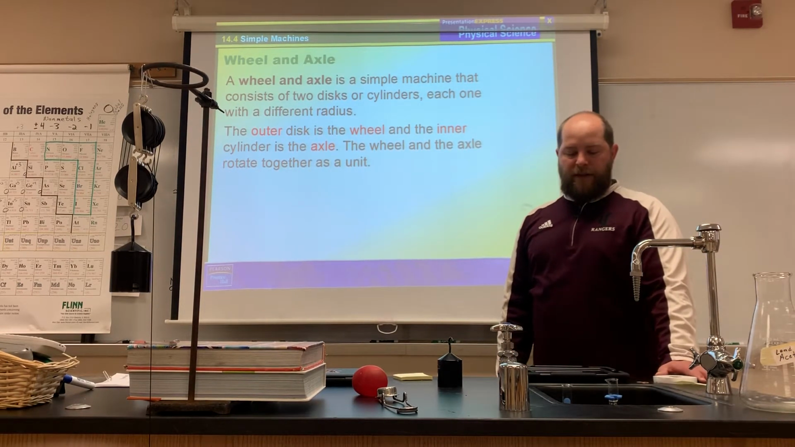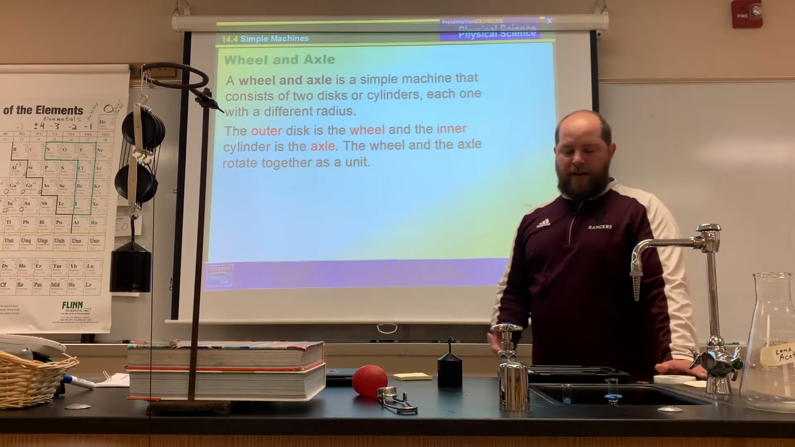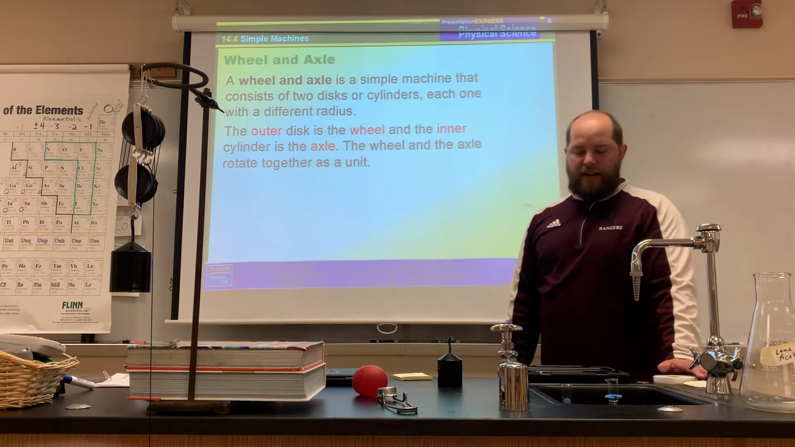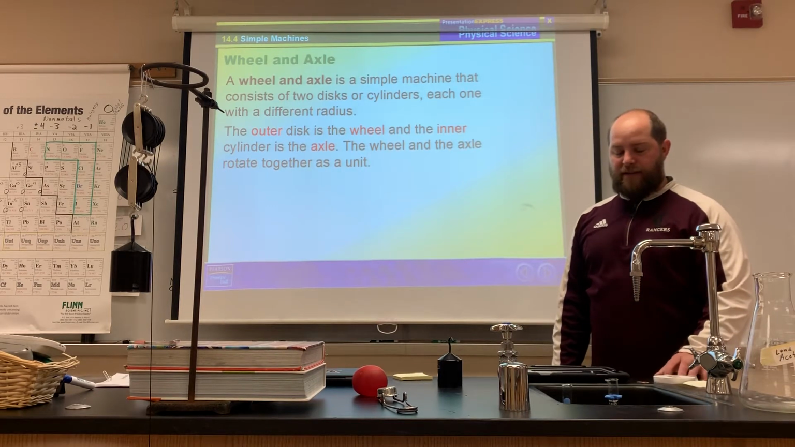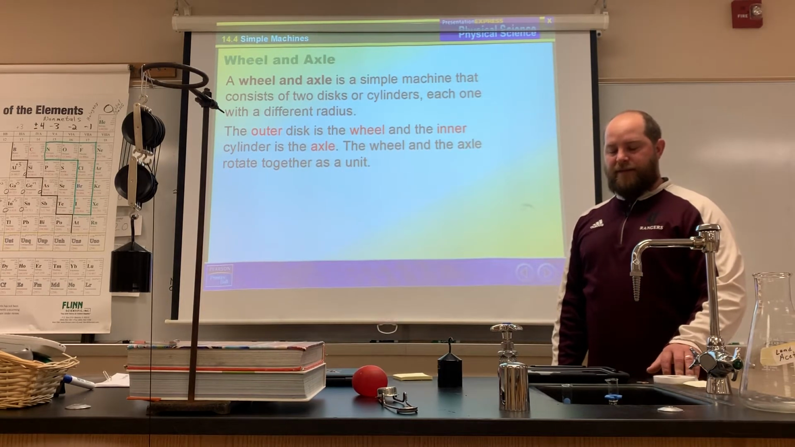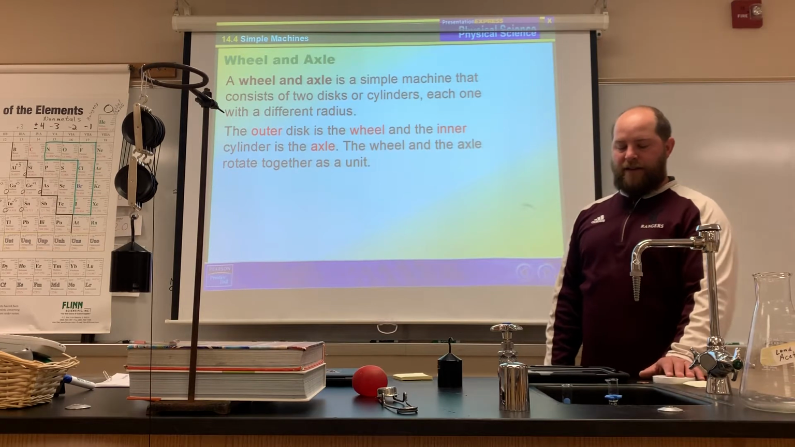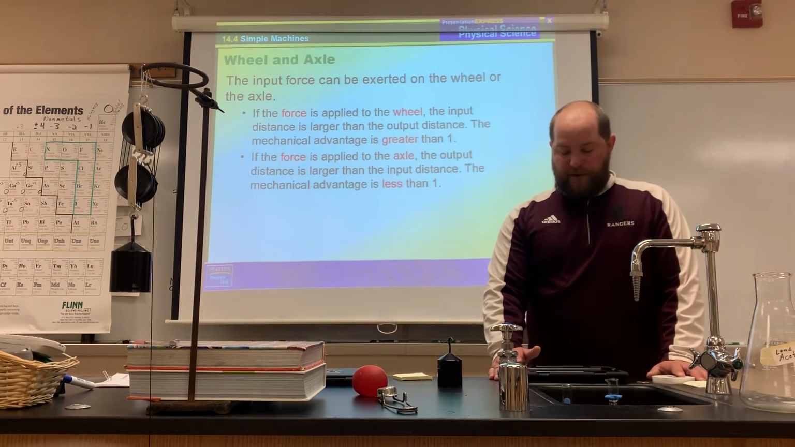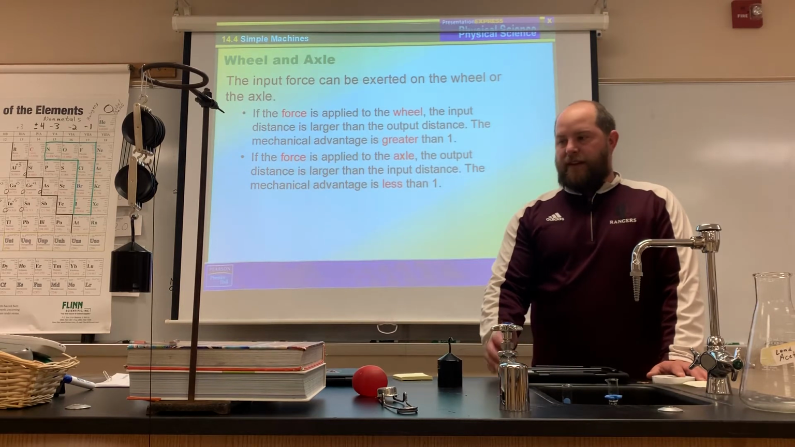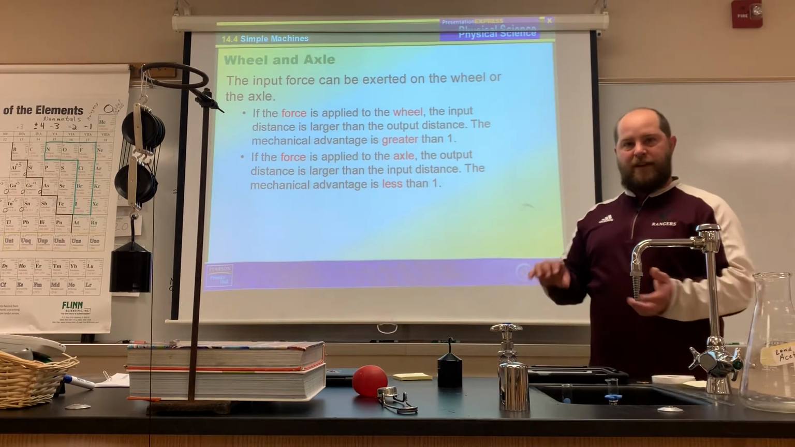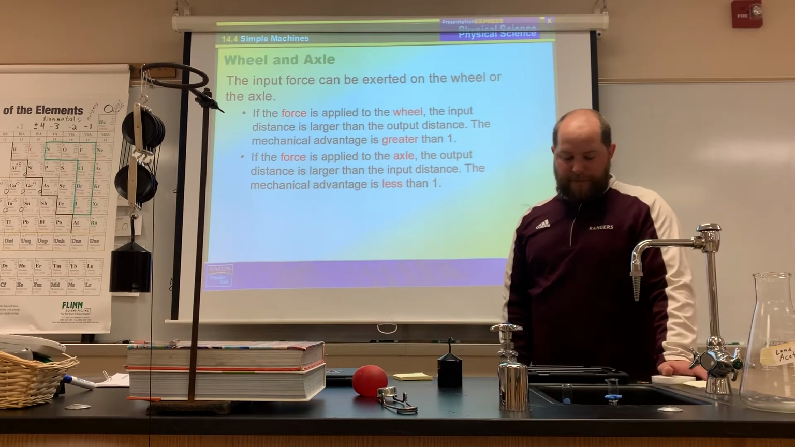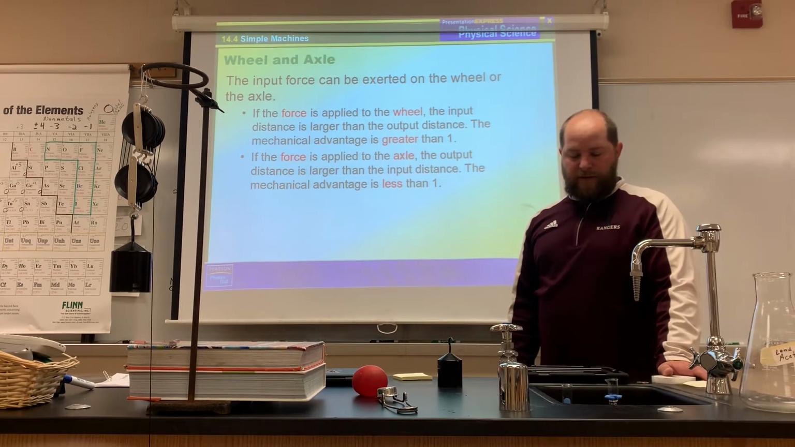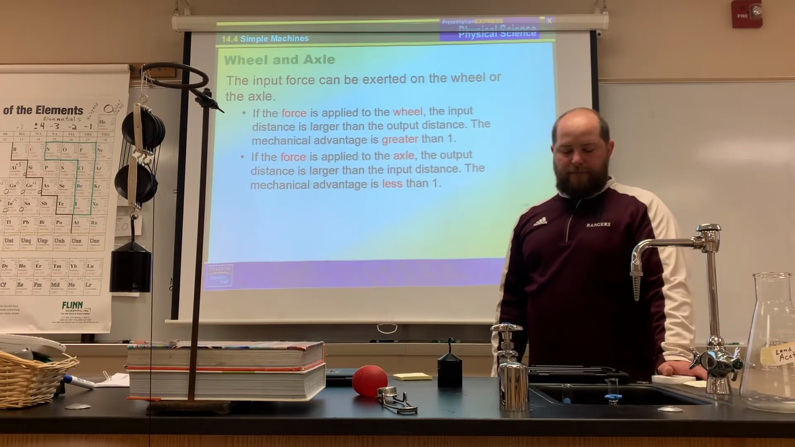Let's talk about the wheel and axle. The wheel and axle is a simple machine that consists of 2 discs or cylinders, each one with a different radius. The outer disc is the wheel, and the inner cylinder is the axle. They rotate together as one unit. You can think of a screwdriver as being a wheel and axle system, the wheel being the handle, the axle being the actual thing doing the turning.